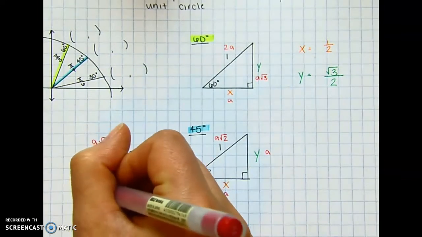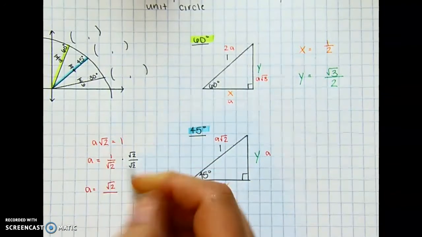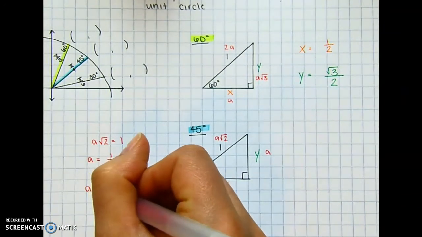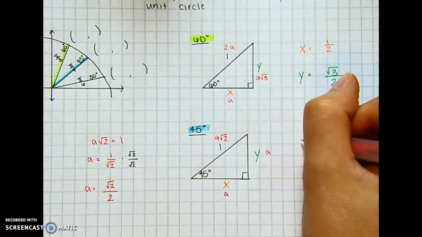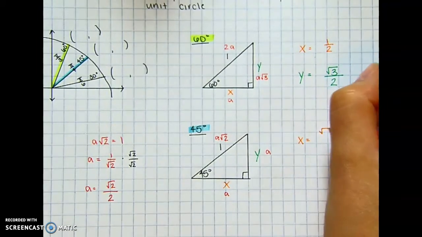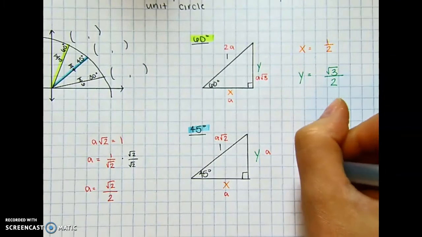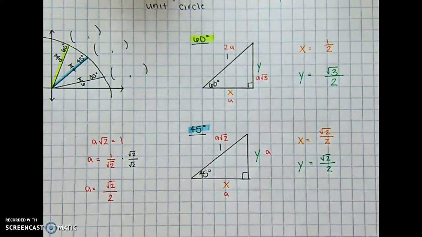And when we do that, we get 1 times the square root of 2, which is root 2. And the square root of 2 times the square root of 2 is the square root of 4. And the square root of 4 is 2. So that means that our x distance is going to be the square root of 2 over 2. And our y distance is also going to be the square root of 2 over 2.